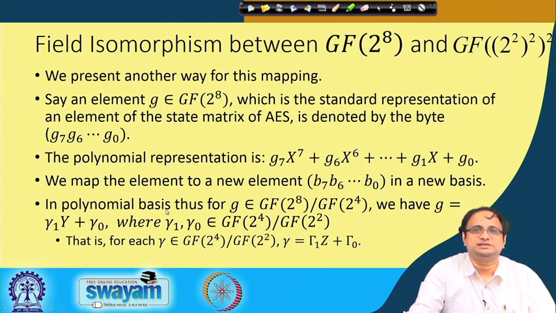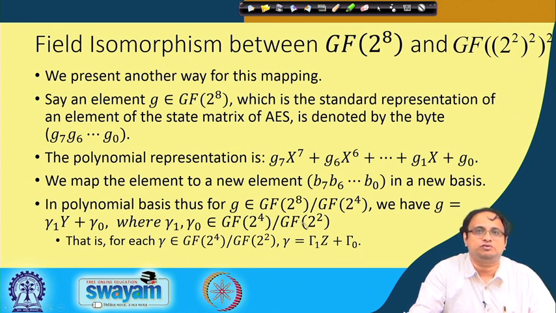So, in polynomial basis, when you are expressing GF(2^8) in GF((2^4)^2), I consider this quotient field. In this quotient field, I am trying to simply write G as gamma1 y plus gamma0, where each of gamma1 and gamma0 are elements in GF(2^4), which is also written as GF((2^2)^2). So, we are doing this in a recursive fashion. Each of these gammas can in turn be expressed as capital Gamma1 z plus capital Gamma0.